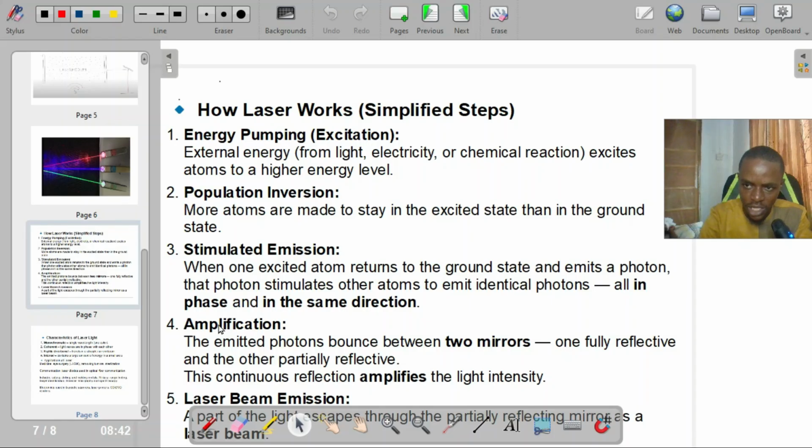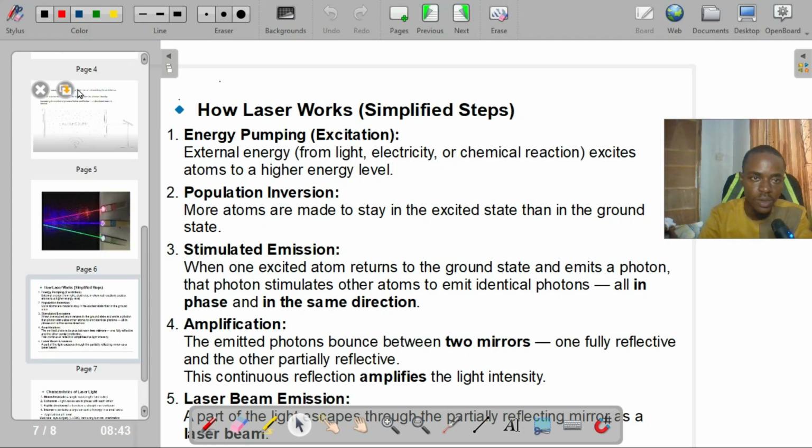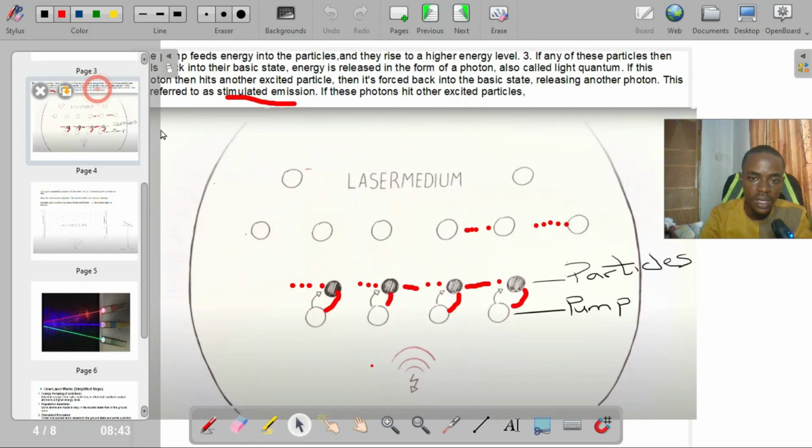Now the amplification, what does amplification mean? The emitted photons bounce between two mirrors, one fully reflecting and the other partially reflecting. So in that state where you have, let me see if I can go back there. In this state where you have the stimulated emission, one is, what do we have here?